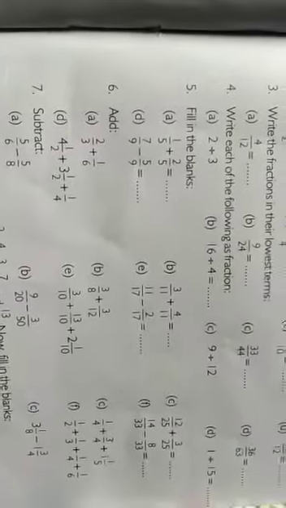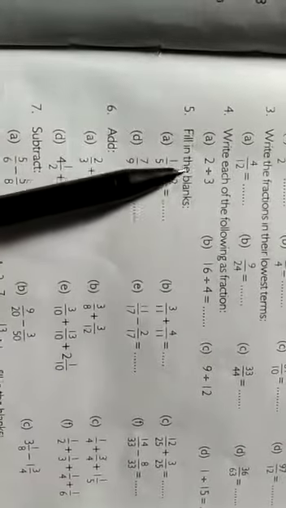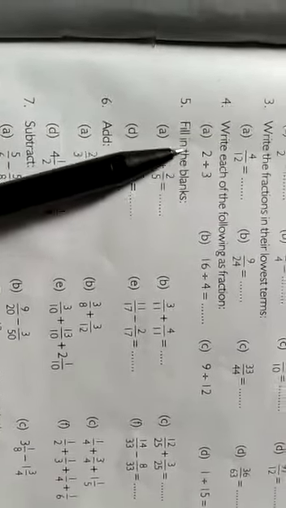Both should be divided by the highest common factor, HCF. Next, question number 4. Write each of the following as a fraction. We have to write it as a fraction. So how to write it? Your first number should be the numerator and your second number should be the denominator.